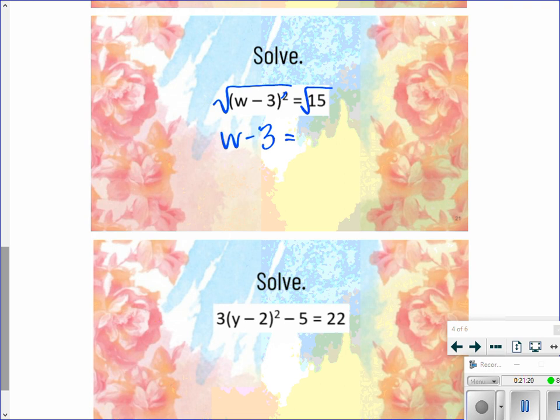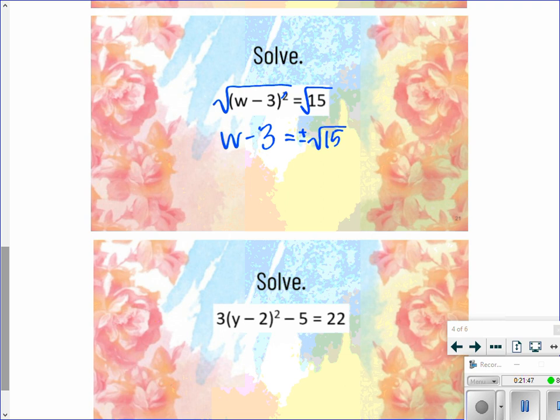On the right side, is 15 a perfect square? No, so you keep it as a radical. Can you simplify the square root of 15? What numbers multiply to give you 15? 5 and 3. No pairs out of that. So it's still the square root of 15, but not just the square root of 15. It's the positive and negative, plus or minus the square root of 15.